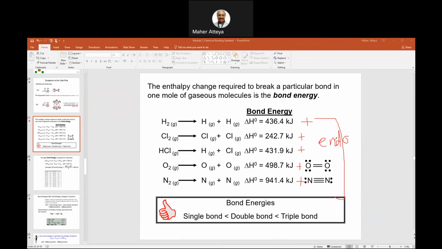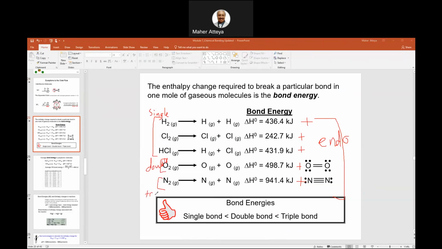Add into a hydrogen molecule to break it into 2 hydrogen atoms, or a chlorine molecule into 2 chlorine atoms, HCl into an H atom and a Cl atom, oxygen into 2 separate atoms of oxygen, nitrogen into 2 separate nitrogen atoms. As you can see here, those are single, correct? That will bring us to the same old stuff. Single, this is double, correct? And this is triple.